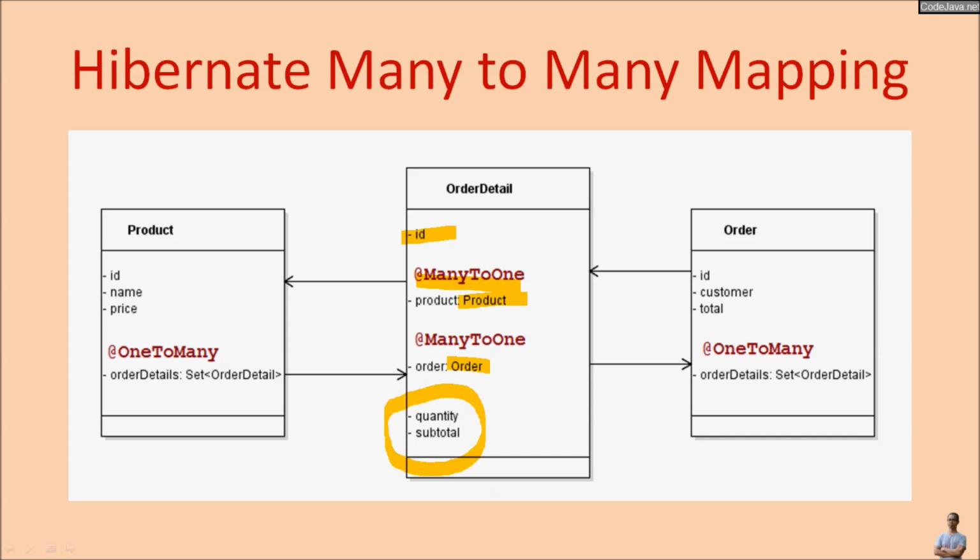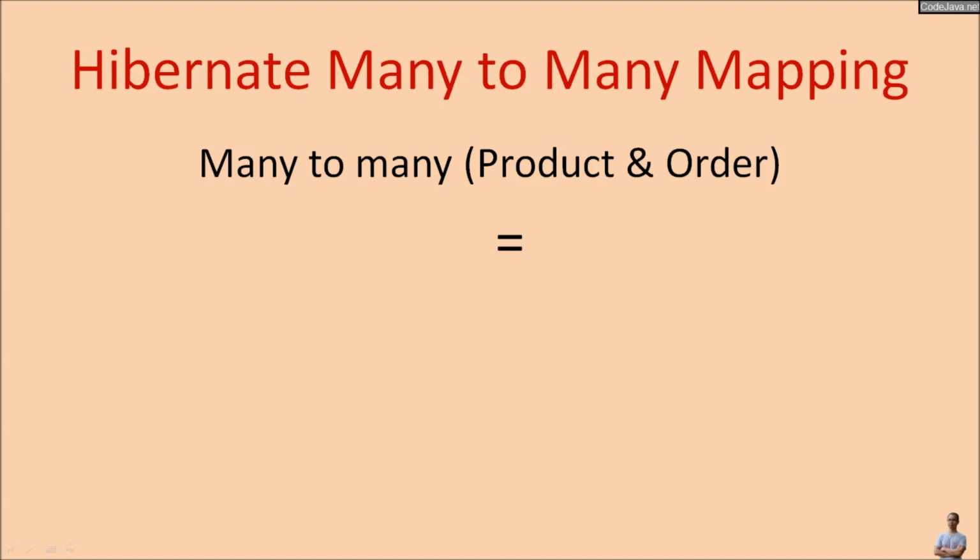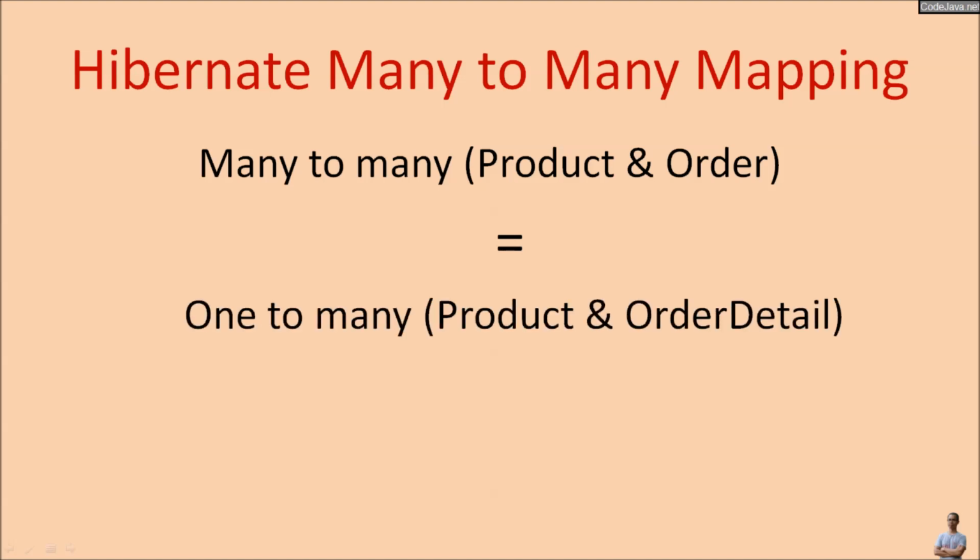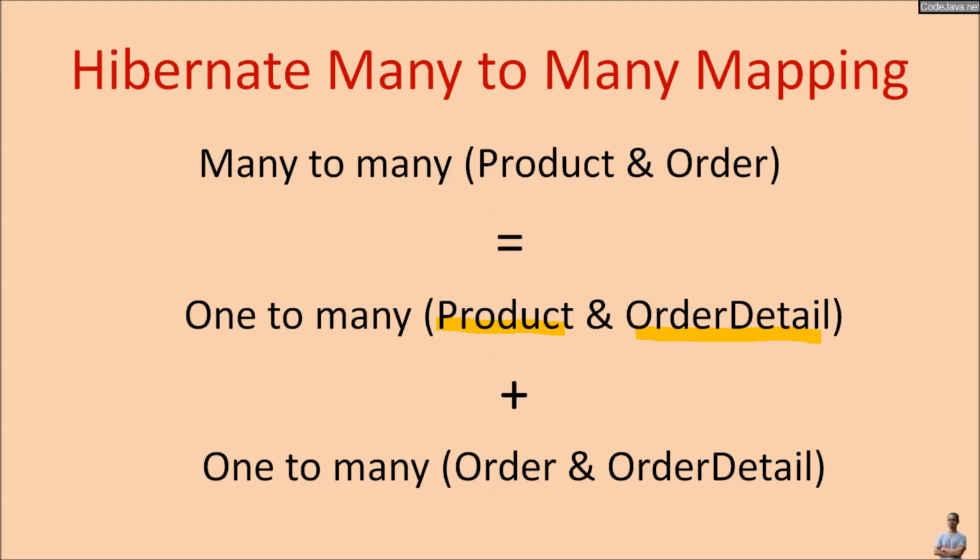So to implement a many-to-many relationship with extra columns and a separate primary key of the join table, we break down a many-to-many relationship into two one-to-many relationships. The first one-to-many relationship is between the product and order detail, and the second one-to-many relationship is between order and order detail.